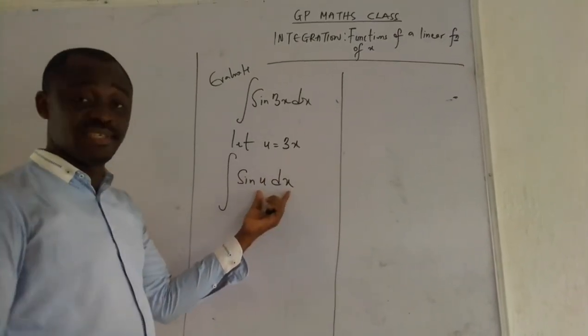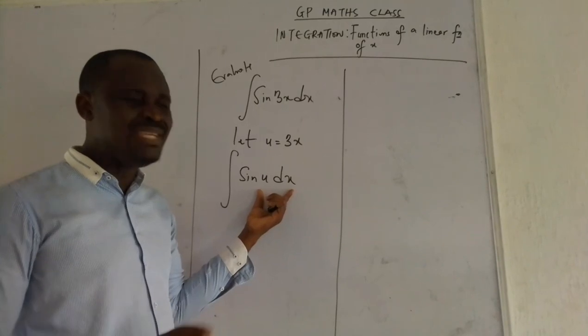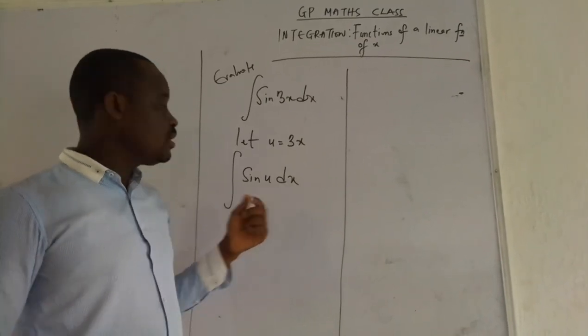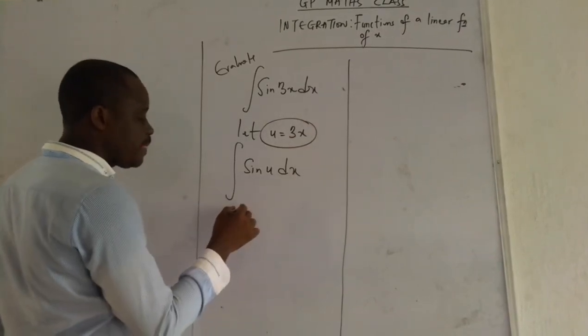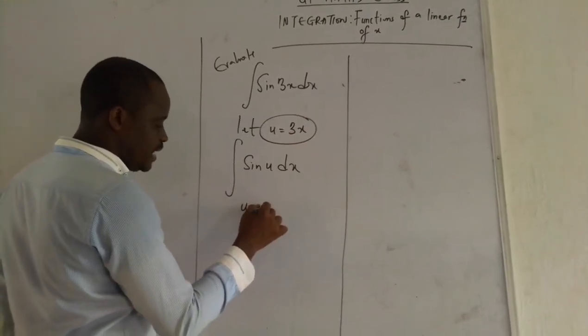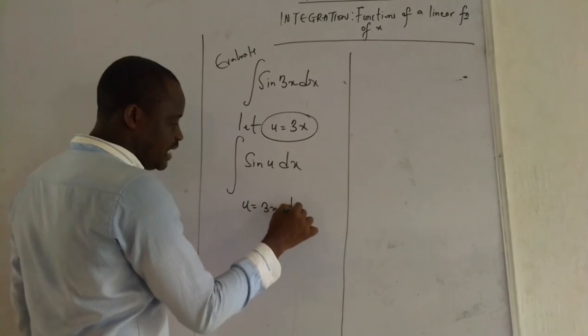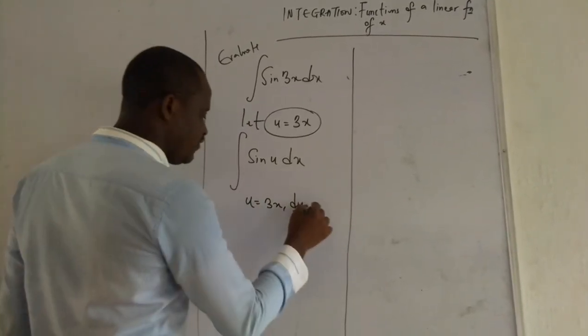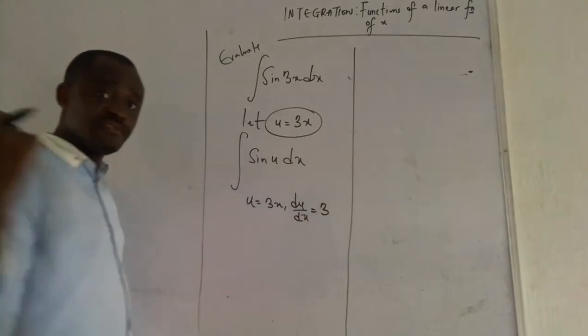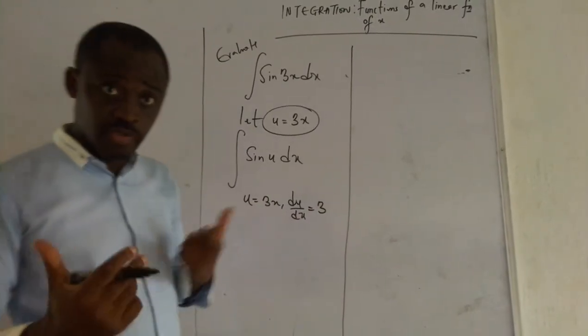See what I was saying previously? We have two different variables. That means we cannot integrate this. So what will I do? Simple. I'll come back to this. I'll say u equals 3x. So du over dx, that's the first derivative of this expression, will give you what? 3. Check my previous videos, I've done something on differentiation of polynomial functions.